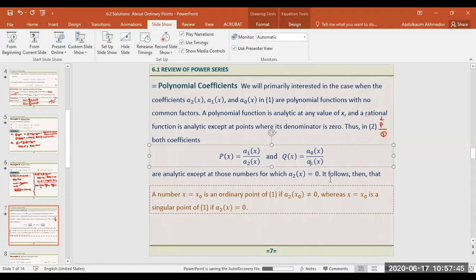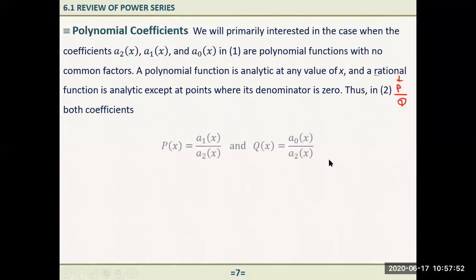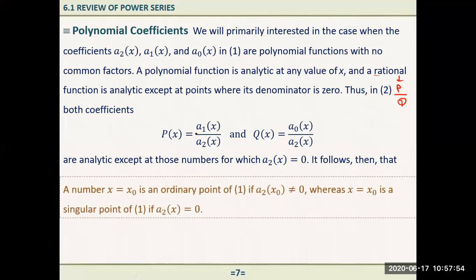A sub 2 over a sub 0 over a sub 2. So here, the functions are analytic except at those numbers for which a sub 2 is equal to 0. If a sub 2 is equal to 0, that is a singular point. When a sub 2 is not equal to 0, they are all ordinary points and they have power series representations. That means that these functions are analytic.